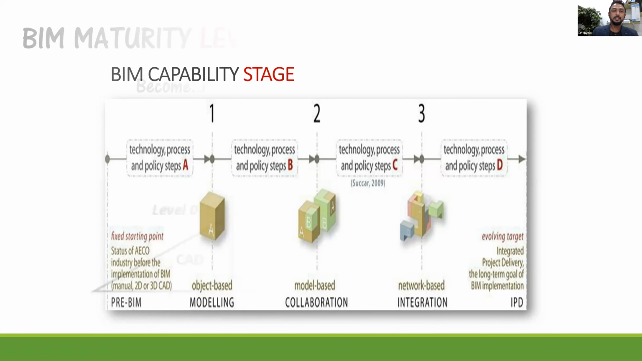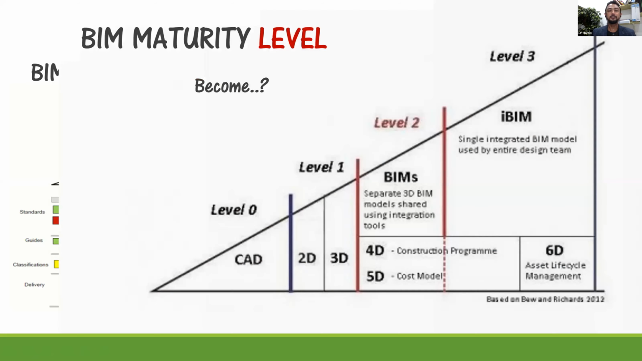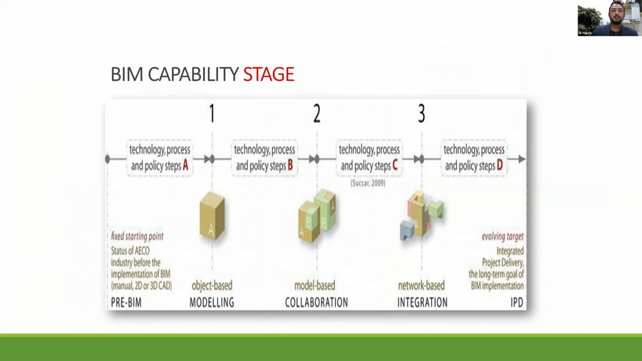This one is to measure your capability in managing the information. Two different things. You cannot put everything into one. You need to understand it's the capability stage to measure your capability of using the software. The maturity level is to measure your maturity in managing the information. So it's two different criteria. So this is from Australia.